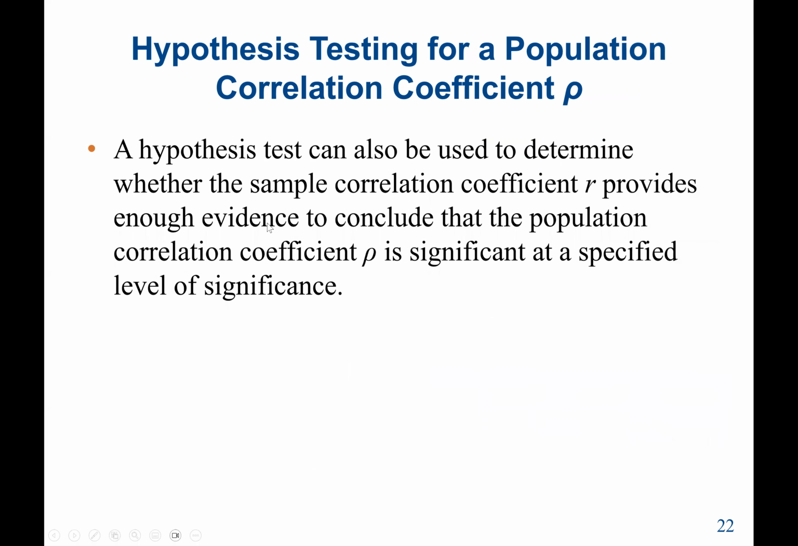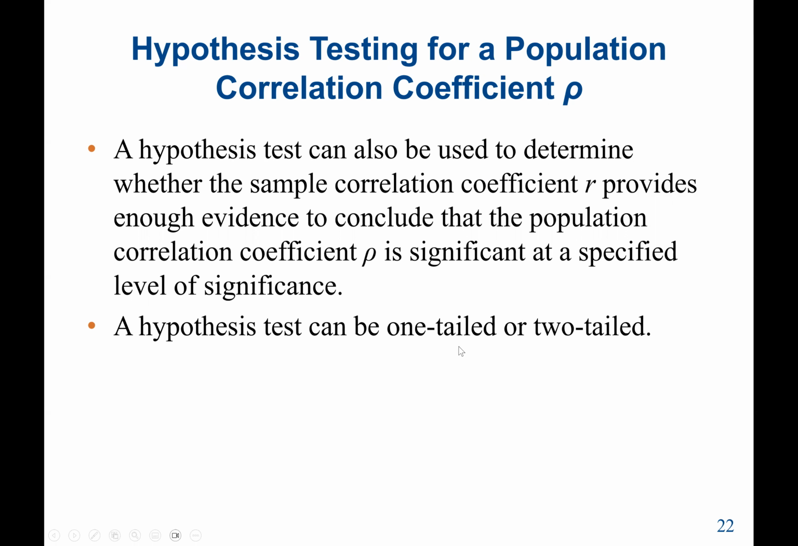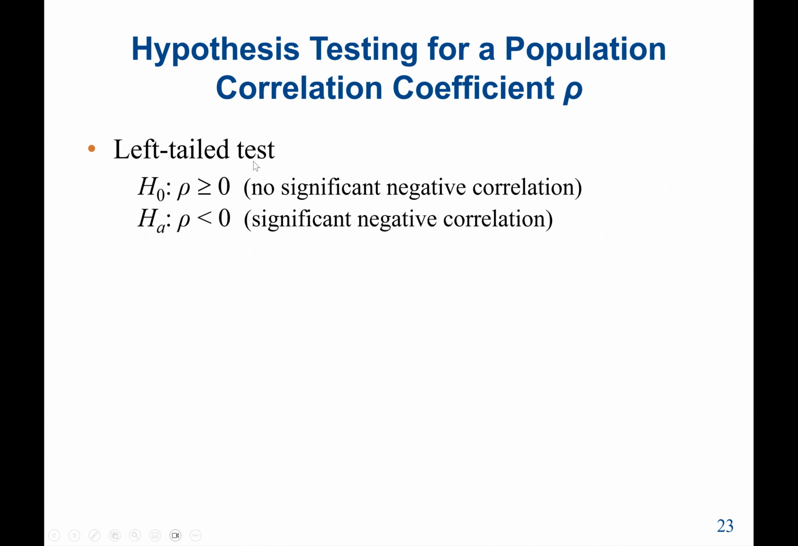Next is hypothesis testing for population correlation rho. Here we say hypothesis testing can be used to determine whether the sample correlation coefficient R provides enough evidence to conclude that the population correlation coefficient rho is significant at a specified level of significance. So hypothesis testing can be again one tail or two tail. Now, if we have a left tail test, we say that the null hypothesis, the rho is greater than or equal to 0. No significant negative correlation.